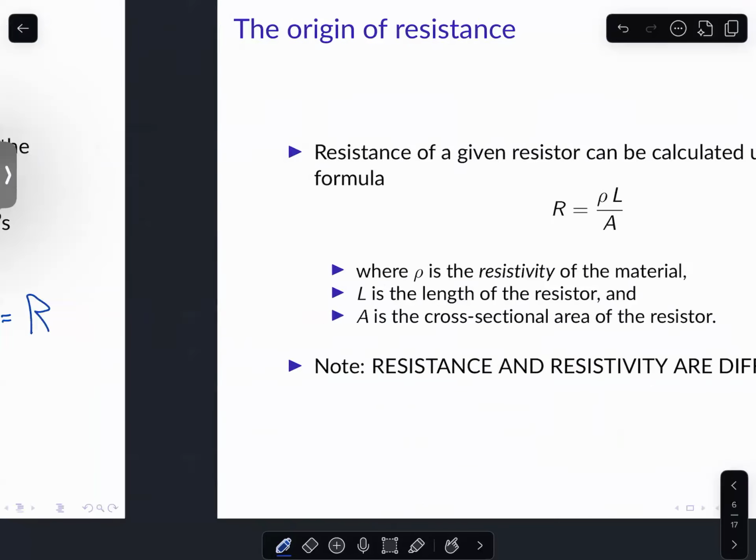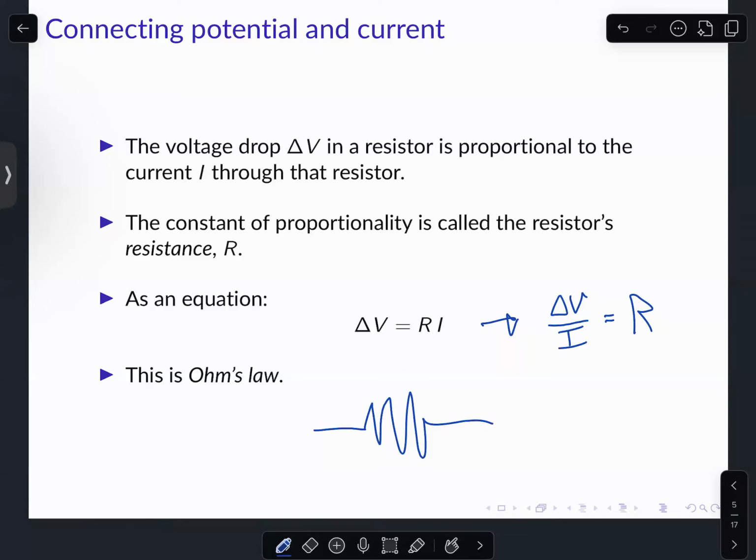Now, wait, before I put this up, I want to caution you. There's an equation about to come up. MCAT likes to ask this equation, which is ultimately why I'm putting this on.